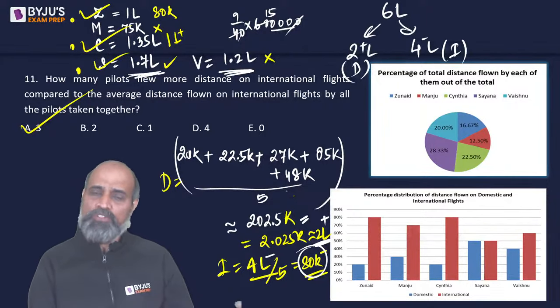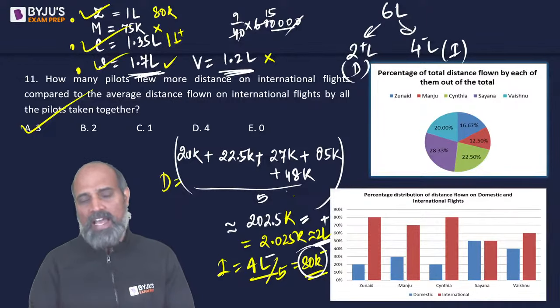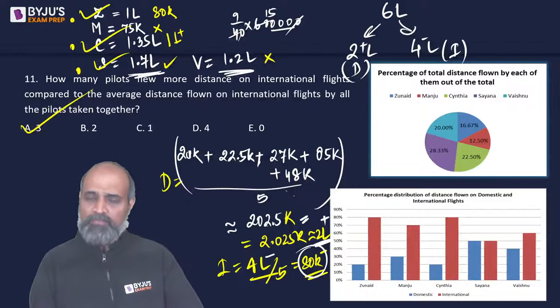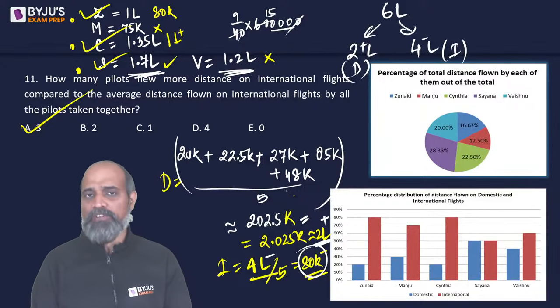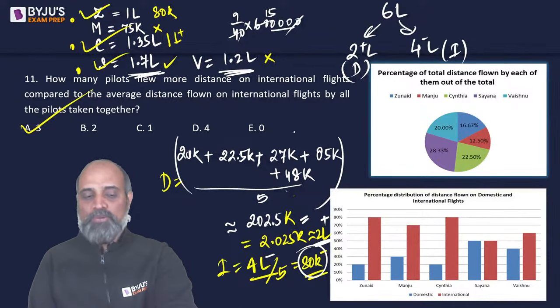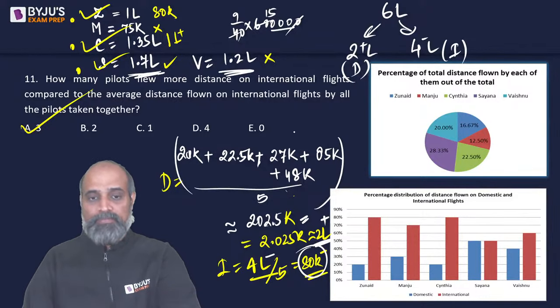Can we say कि Zunaid is one of the guys जिसका average जो है total group का उससे ज़्यादा है? Same. Check for M, C, S and V. You'll find only Z, C and S will have more than the average here. I hope it is clear now.